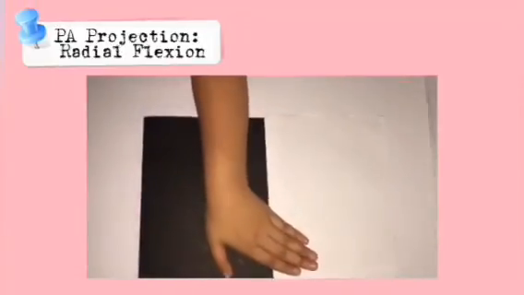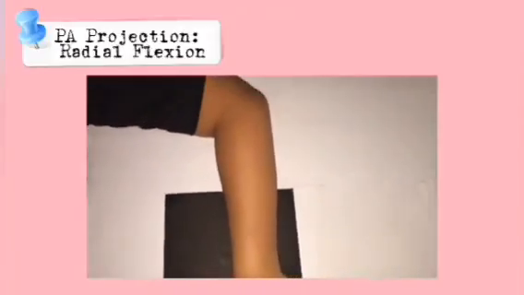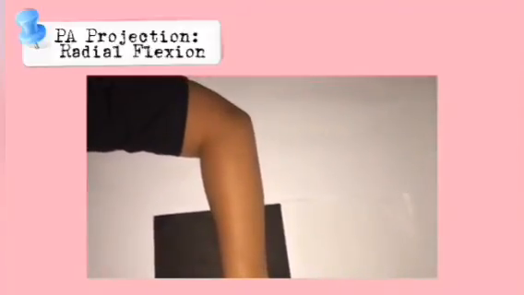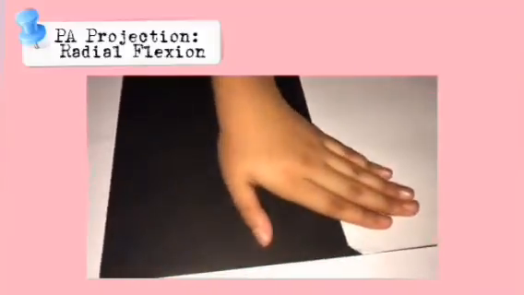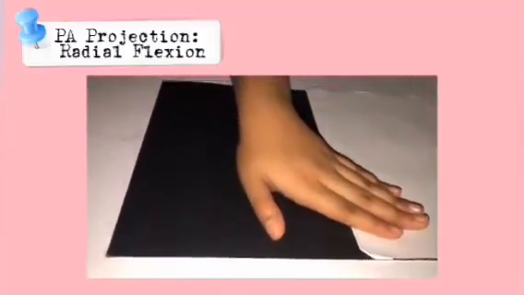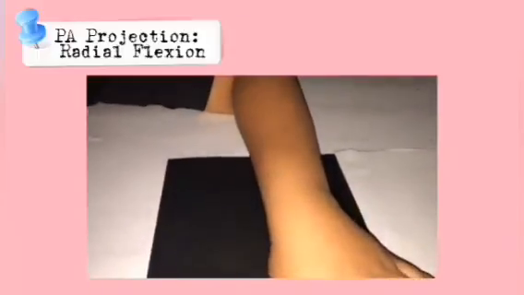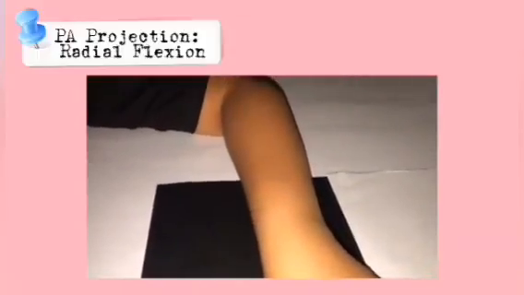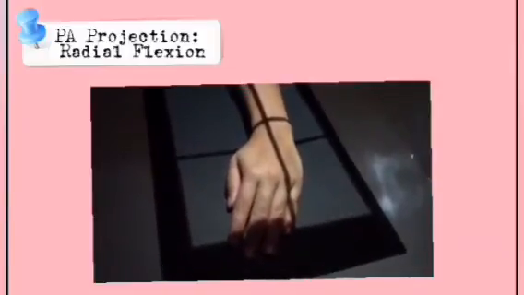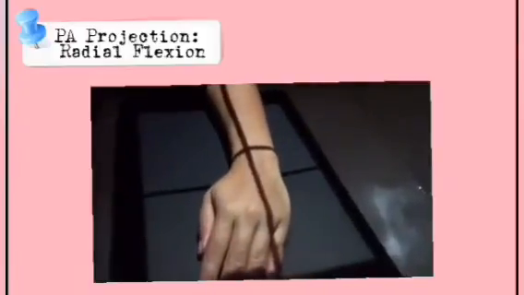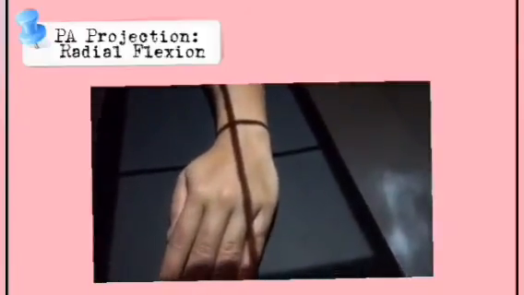PA projection under radial flexion. Position of patient. Sit the patient at the end of the radiographic table. Position of part. Position the wrist on the IR for a PA projection. Cup one hand over the wrist joint to hold it in position. Then move the elbow toward the patient's body and turn the hand medially until the wrist is in extreme radial deviation.